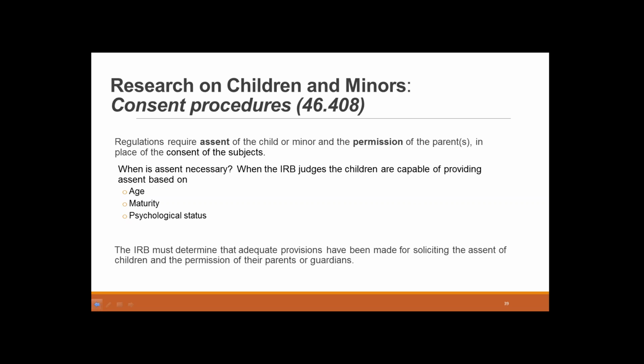When is assent necessary? Again, it's based on some of the things we talked about earlier. The IRB will make that judgment call with your input for the age, maturity, psychological status of the child. That's what we do. Then we use that data to determine what is the age of assent. It might be 5 years old, depending on the study. It may be 8 years old.